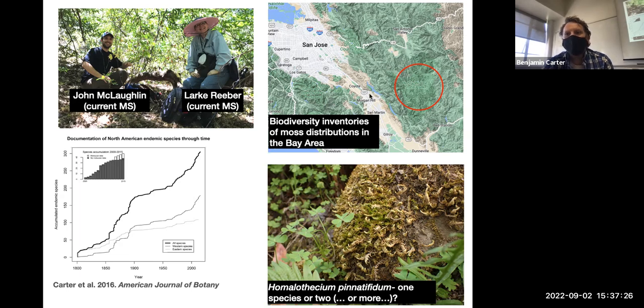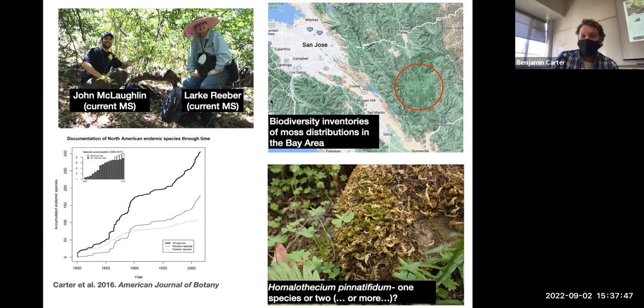So he's just going out to Henry Coe State Park, which is right near San Jose, and just doing an inventory, crawling through the poison oak and the ticks to find new species of moss that live out there, and finding some really, really cool stuff that we didn't know was there. And that's the only way that we can find this stuff is to go out and look, or at least to have our grad students go out and look.